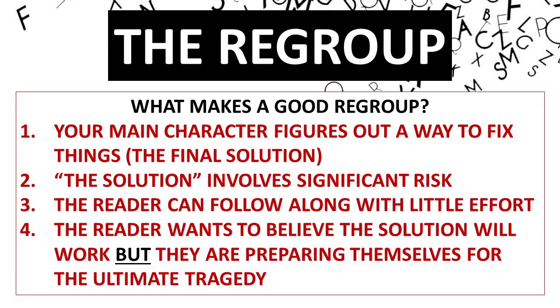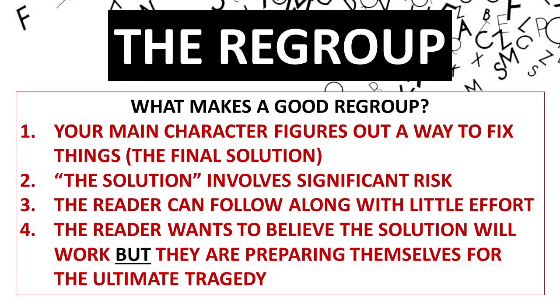The regroup is when your main character figures out a way to fix things and put things into motion to solve the final conflict. That's the solution. And the solution should involve significant risk. Now, if you're writing action-adventure, this could be a death of the main character or a death of somebody important to the main character. In a romance, it could be this relationship is not going to work. There's a lot of ways to think of that. But it needs to be a solution to the final problem.